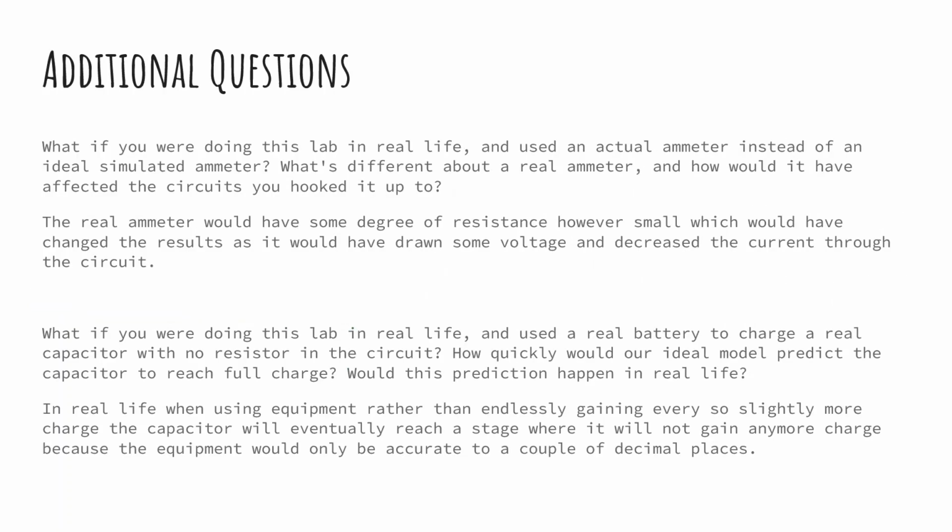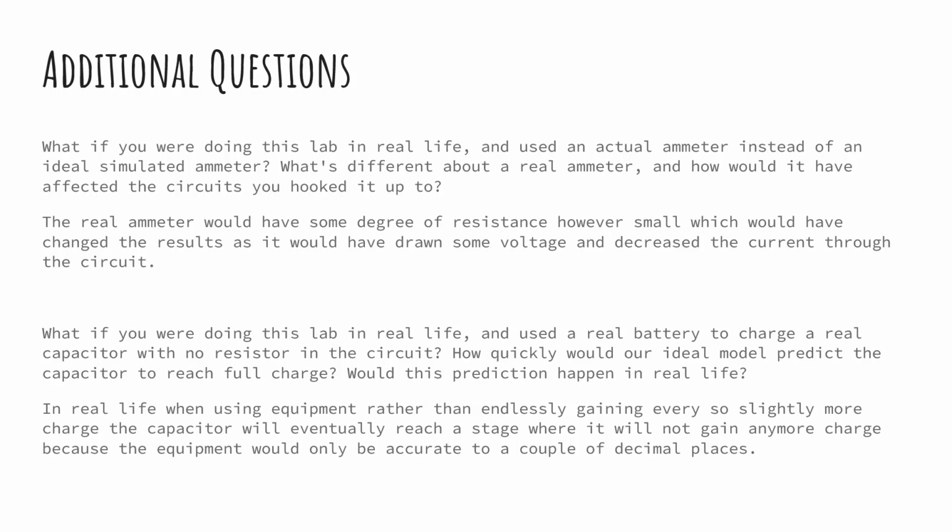Additional questions. What if we were to simulate this in real life and use an actual ammeter instead of an ideally simulated ammeter? How would it look different, and how would it affect the circuit? The real ammeter would have some degree of resistance, however small, which would have changed the results, as it would have drawn some voltage and decreased the current through the circuit. So maybe even like 0.01 amps, but it would be different, very slightly.